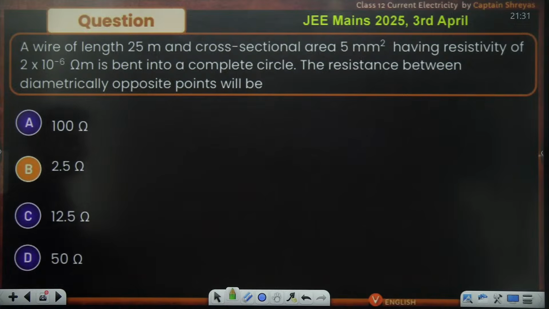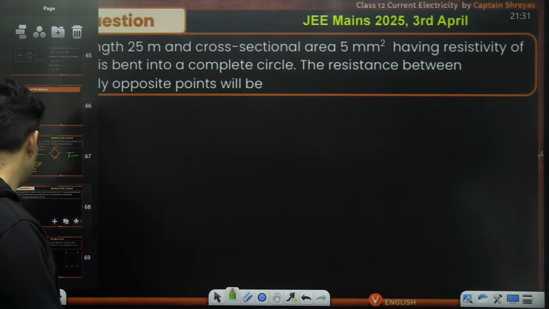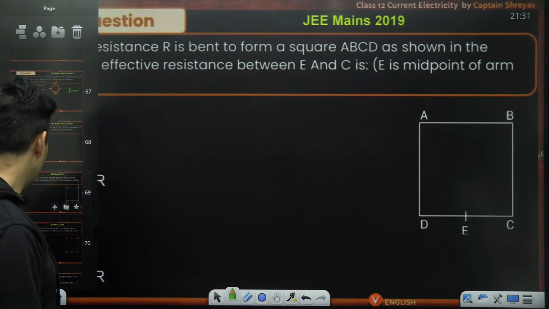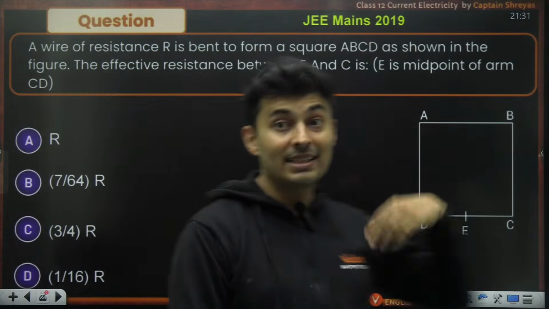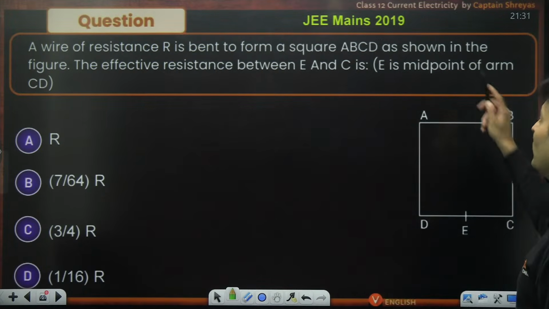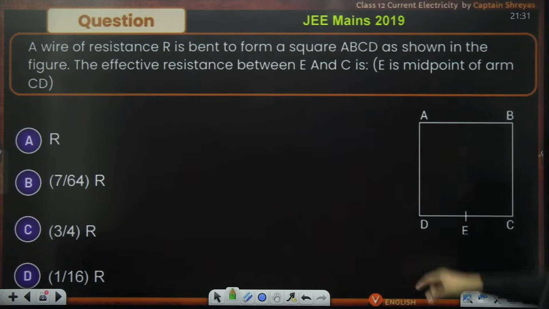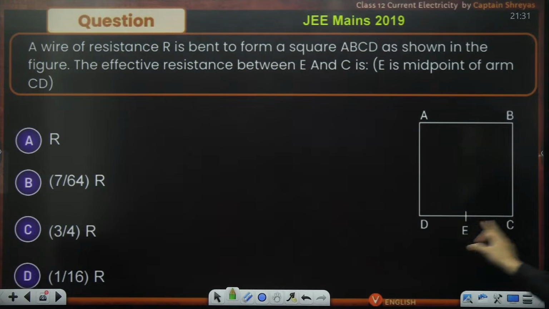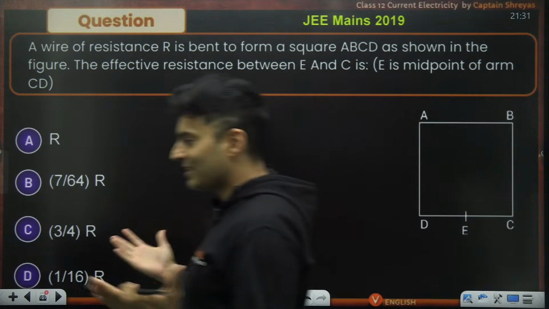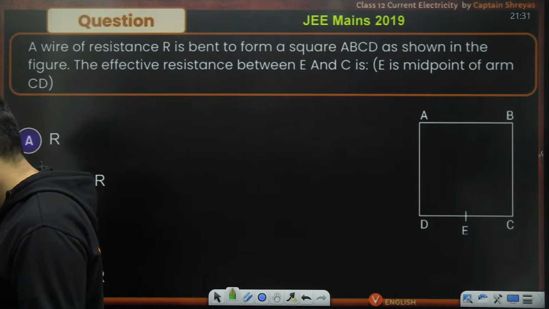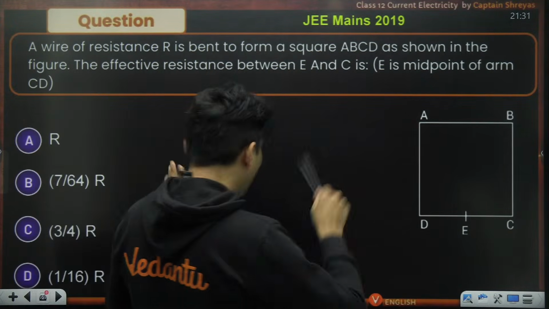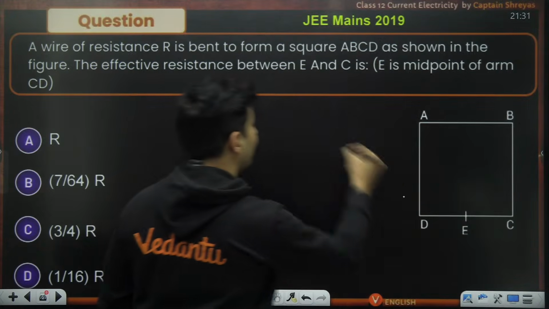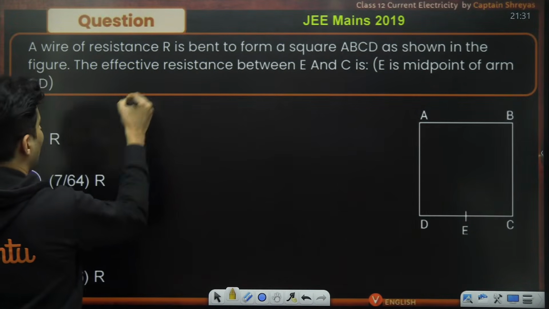2.5 is the correct answer. Loved it? Okay. How about this particular question? Will you be able to do it now? A wire of some resistance R is bent into a square. The effective resistance between E and C is how much? Let's see. Okay. Now again, the total resistance of that wire is R.